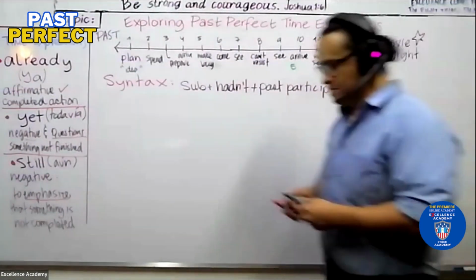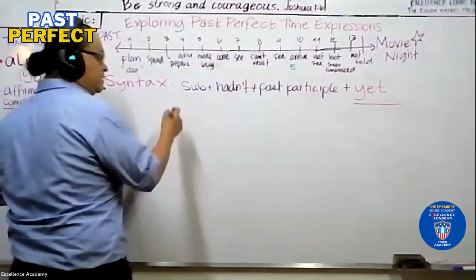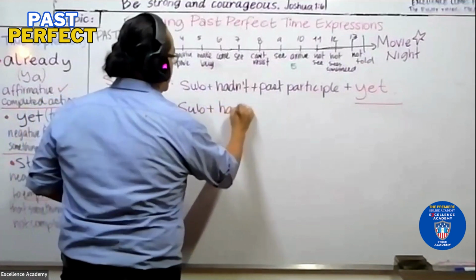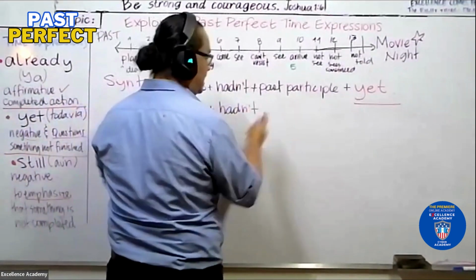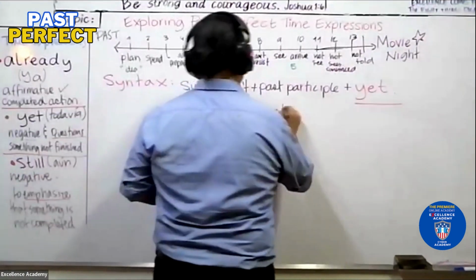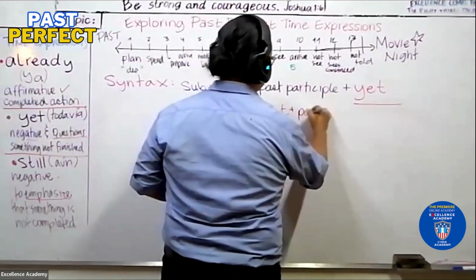The other option is to put it in between. So here you could say subject, hadn't yet, plus past participle. This is more formal.